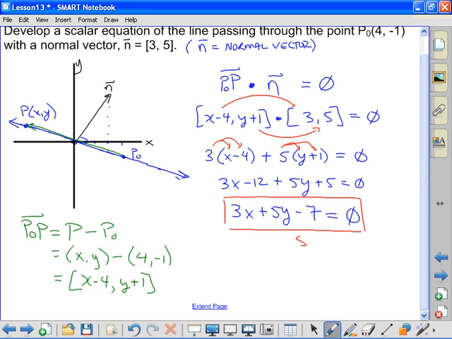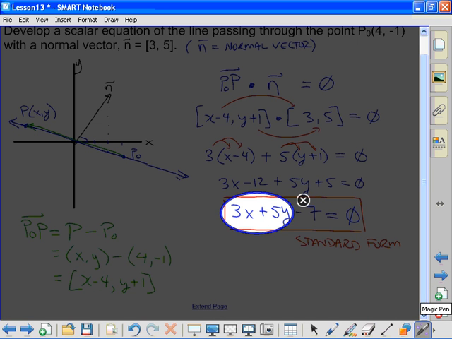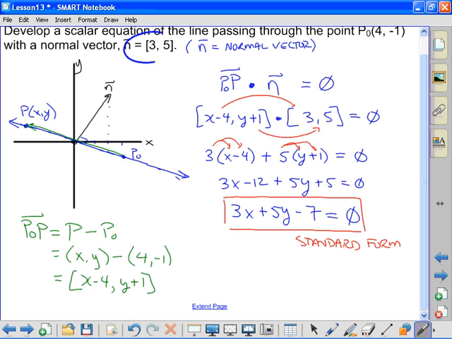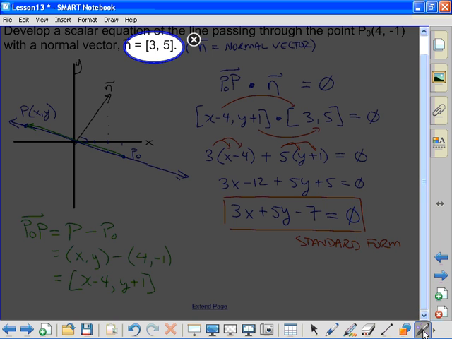So there's standard form. Now I want to talk about a couple of things that come from standard form. Does anything stand out for you? And hopefully it does. If you look at the coefficients of your x and y, what do you notice? We have a positive 3 and a positive 5. Where have we seen that before? Hey, our normal was 3, 5.